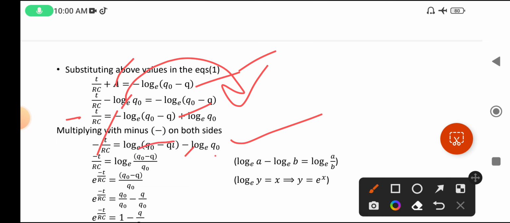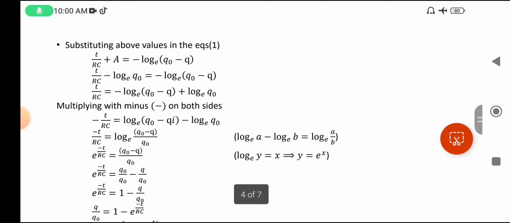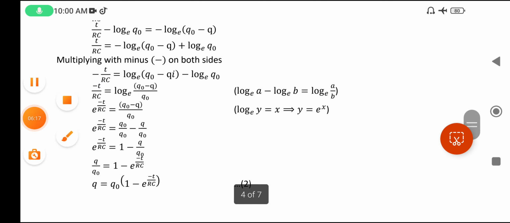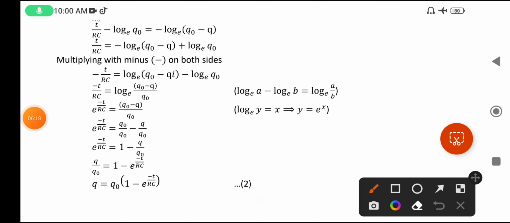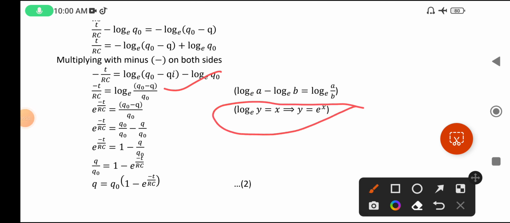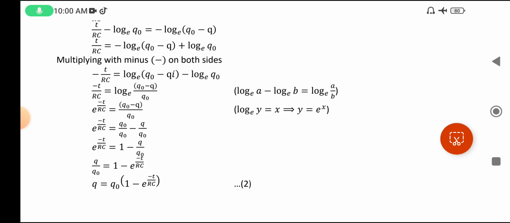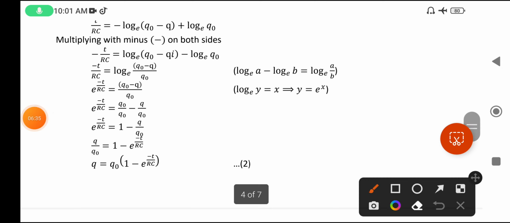Now it is in log a minus log b form, so log a minus log b, we know, is log a by b. Yes, log a by b is also written. Okay, now write it into exponential form. When log y base e is equal to x, then write x in the power of e and make it equal to y. So y is equal to e power of x; the same formula is implemented here.